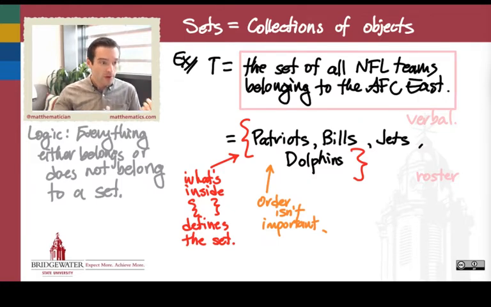So if you and your buddy both list a roster for a set, and that roster consists of the same elements, if they're in different orders, that doesn't matter. You've both described a perfectly good roster for a set. So those are the first two, and I feel like these are probably the most language-rich, understanding-rich ways to describe what's in a set.